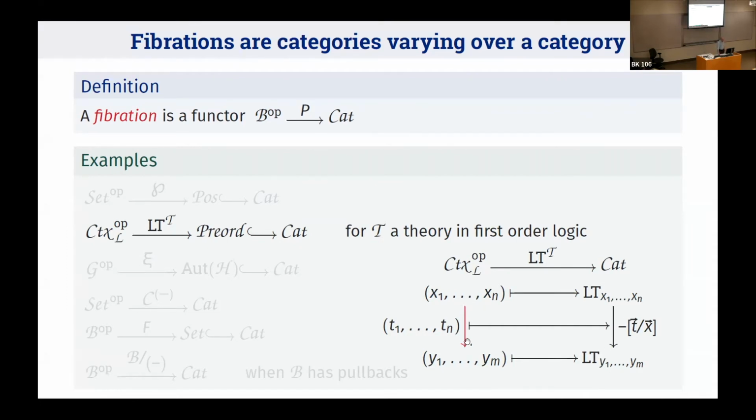The action on the arrows, again, the arrows here are marked in red because this is a list of terms in these variables y's, and they are as many as the variables x1, ..., xn, because I want to use t1, ..., tn to substitute into the xi's, and substitution of the ti's for the xi's gives me a functor from this pre-order to that pre-order. It's one of the standard properties of first order theories. So this is another example which links to logic.